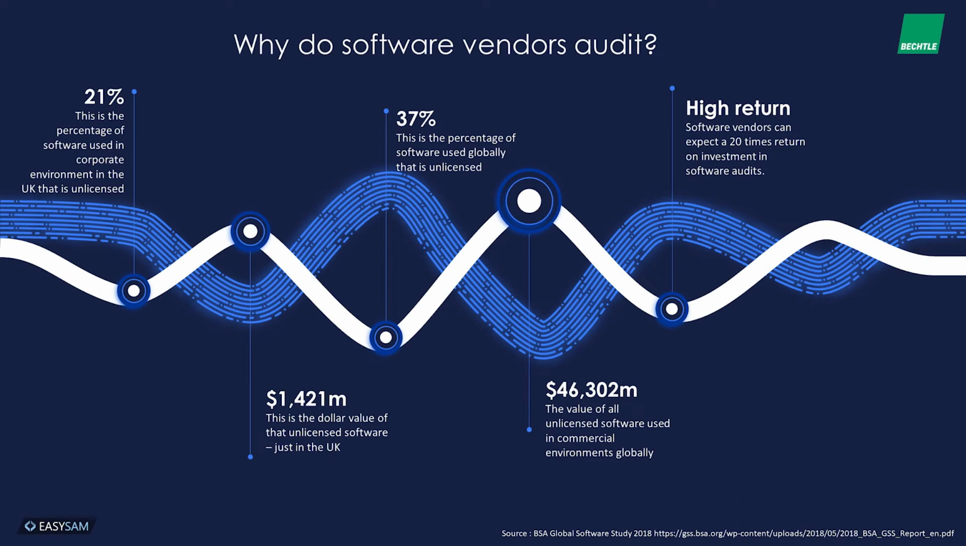The other point to highlight is that software vendors get a really high return, or they expect a really high return on an audit. So a typical audit may cost a software vendor something like 30 or 40,000 pounds in the UK, but they typically expect about 20 times a return on that. So if an audit's going to cost them, say, 40,000 pounds, they're expecting about an 800,000 pounds return.